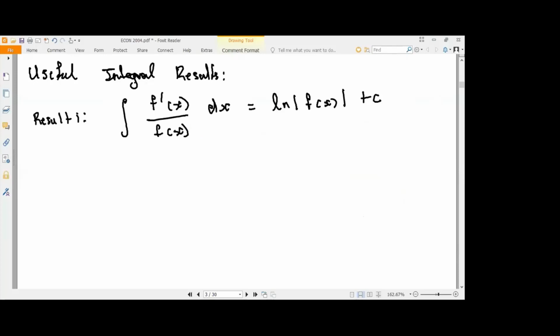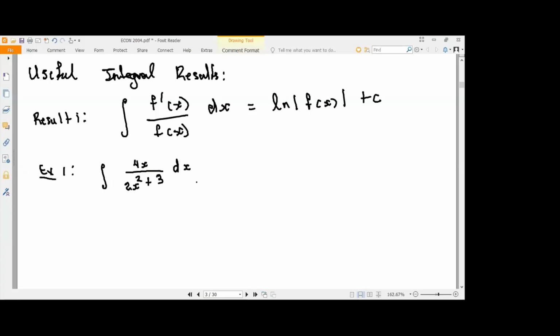Ready? So let's look at some examples using this result here. Don't have much, so let's just work through them. Ready? So the first example that I'd like to use here, let's say example 1. What is the integral of 4x over 2x squared plus 3 dx?